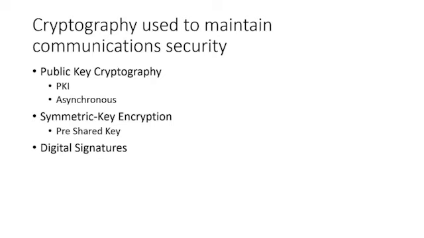Now we also have some cryptography used to maintain our communications security. We have something like public key cryptography. You may also hear this as PKI or asynchronous keys. PKI is the public key infrastructure, and it can be a huge infrastructure on how we disseminate and revoke keys, these public and private keys. That's the asynchronous part. We have public keys, we have private keys, and they have an association.